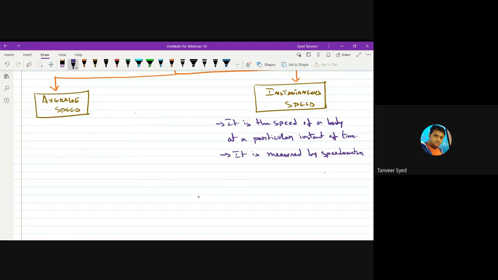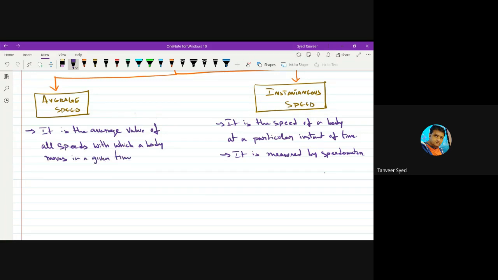So average speed is the average value of all speeds with which a body moves in a given interval of time. In a given time interval, average value.